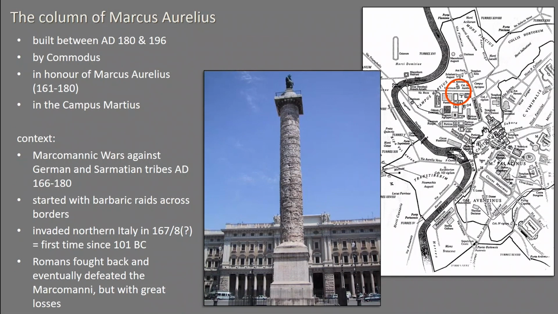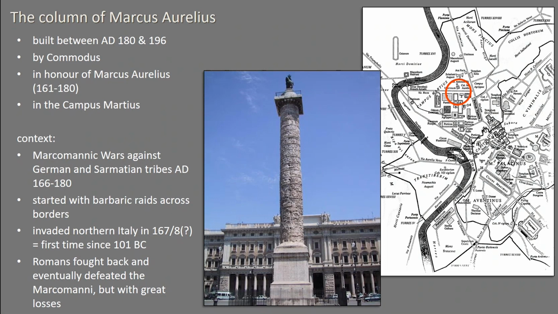And the context is again a context of war, war against northern, northeastern barbarians, the Marcomannic wars against Germans and Sarmatians, tribes that had threatened the borders of the Roman Empire. These wars actually continued over a pretty long period of time, between 166 probably and 180, when Marcus Aurelius died.